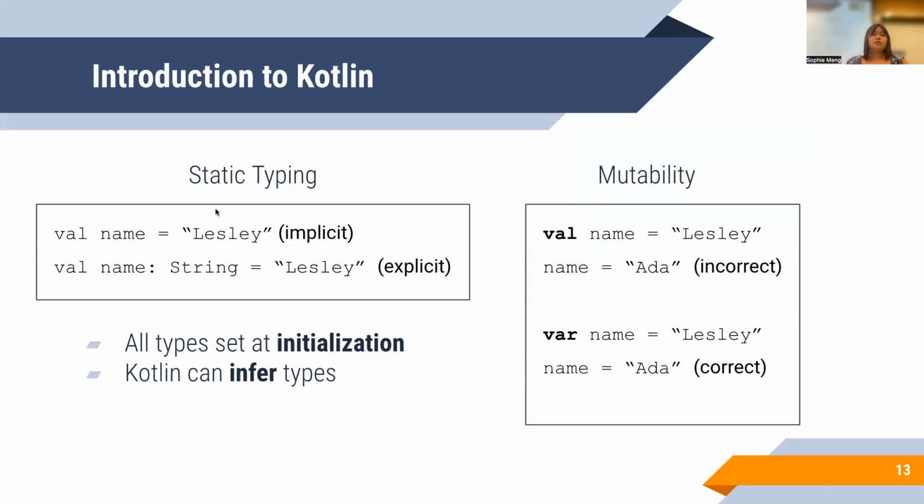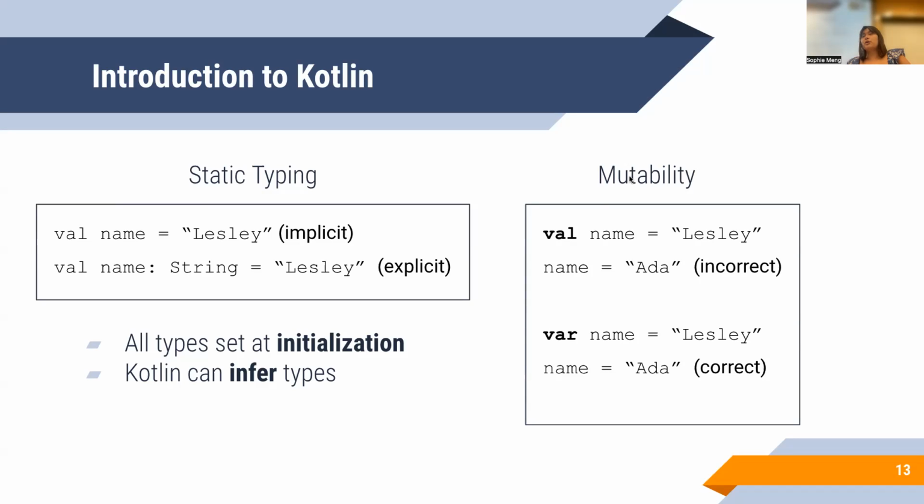But the first thing to note is that Kotlin does static typing. So you can declare it like this. It'll implicitly know that it's a string, or you can just say this variable is going to have type string. And then another thing is mutability.